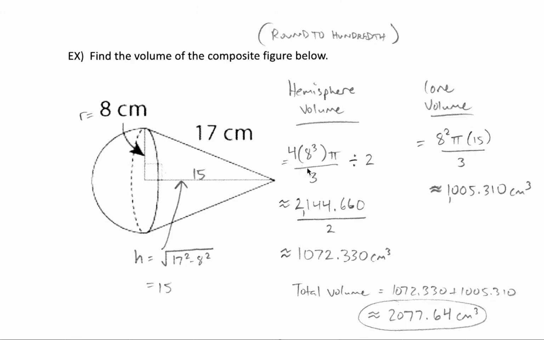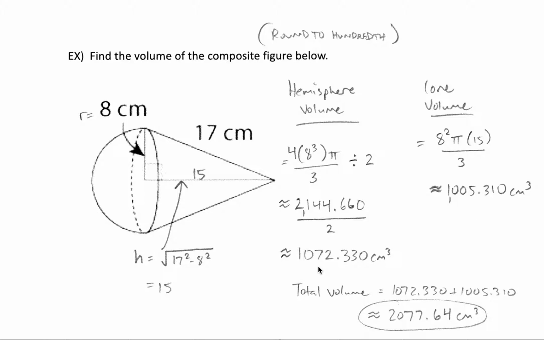All right, so we have enough information to get our hemisphere volume. We're going to cube that radius, multiply by 4 pi, divide it by 3, and then divide it by 2, or just divide this by 6 and get 1,072-ish cubic meters. So there's part of our composite figure.